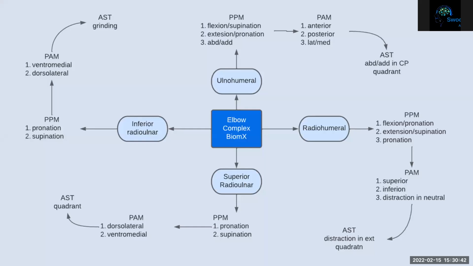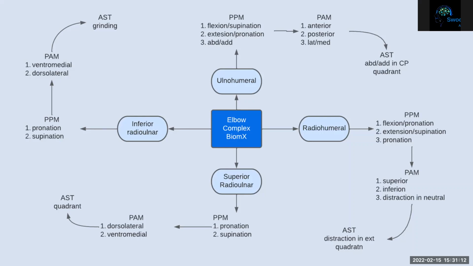So let's do the elbow complex. So we start off generally with the ulnohumeral joint, it's usually the most important joint, and our PPMs now will be flexion, supination, extension, pronation, ab and adduction. Now, you're familiar with this joint anyway because we've talked about it previously. So it makes it a lot easier for everybody.